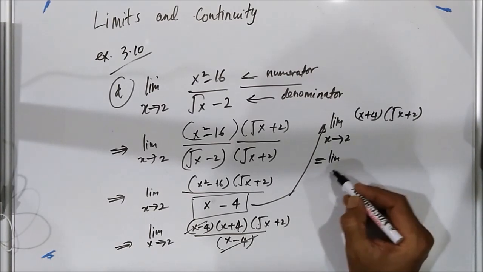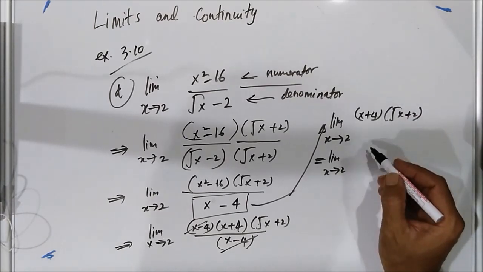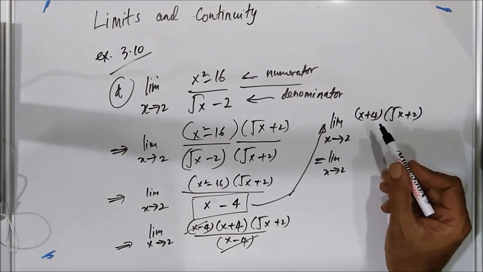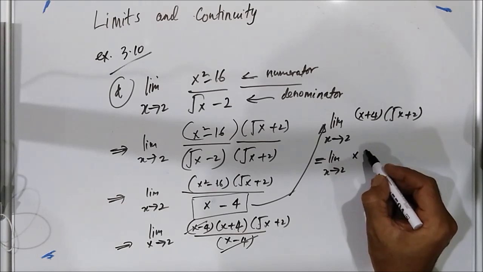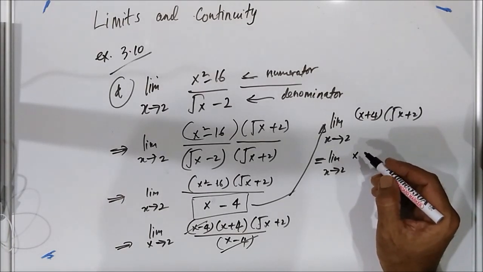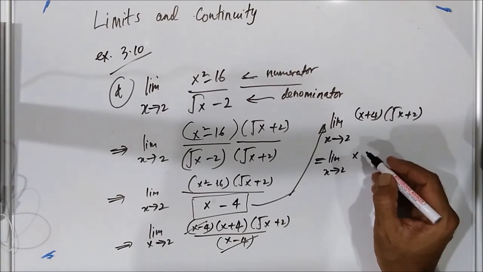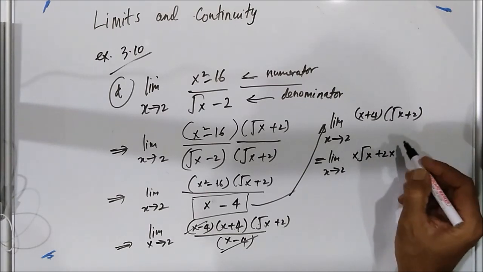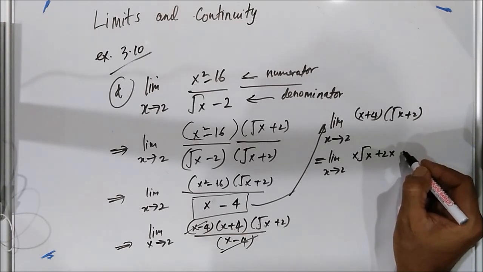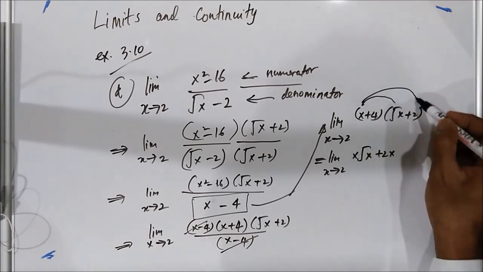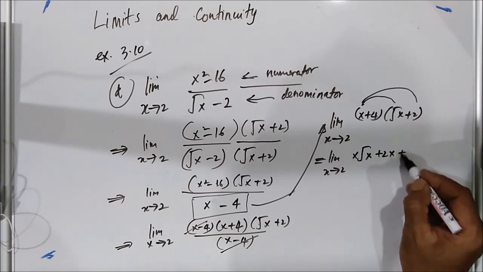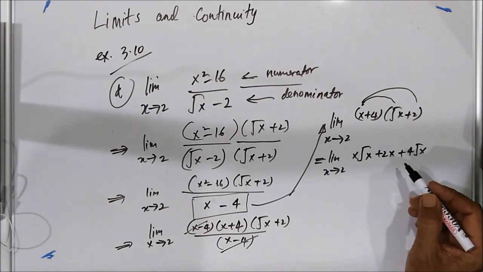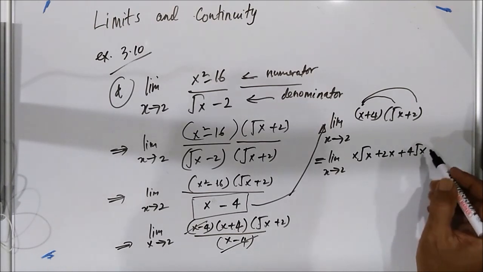If I solve this one, with the limit of x approaching 2, I will get x multiplied by square root of x, then x multiplied by 2 is plus 2x, then plus 4 multiplied by square root of x, then 4 multiplied by 2 is equal to plus 8.